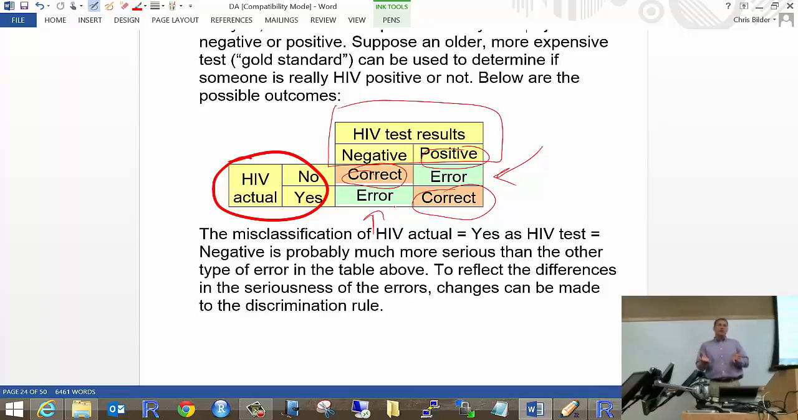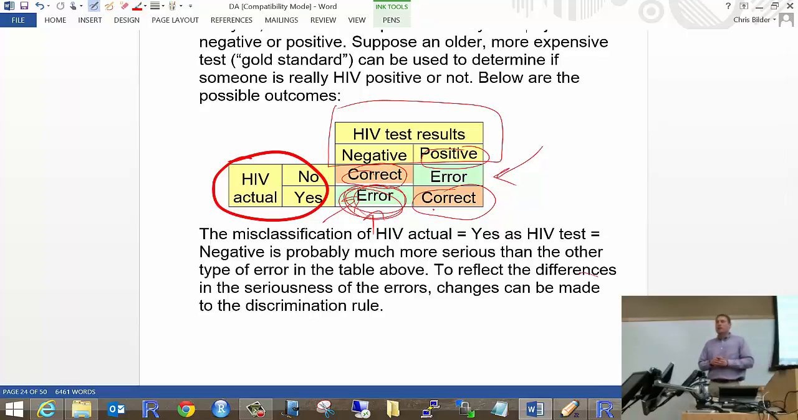In some situations, especially for infectious disease testing, one of these errors is more important to prevent than another. Well, both errors you don't want to have happen. In particular, the most important error that you want to control for is that particular one, where a person does truly have HIV, but the test says negative.